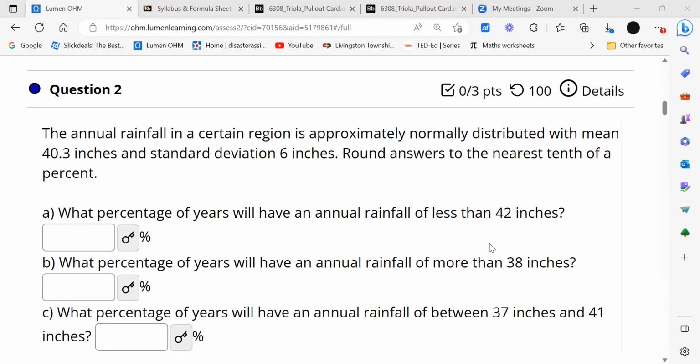Okay, so part C, it's in between those two rainfall, right? So first of all, let's draw the bell curve. For the bell curve, the mean in the center is 40.23. So the smaller rainfall is x equal 37. The bigger one is x equal to 41. And we want an area in between.